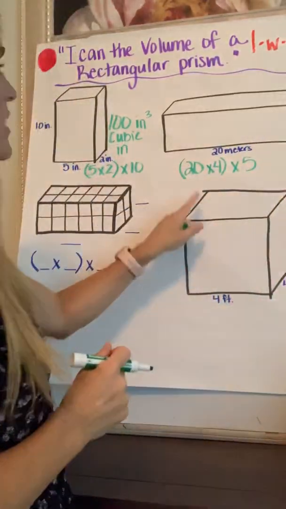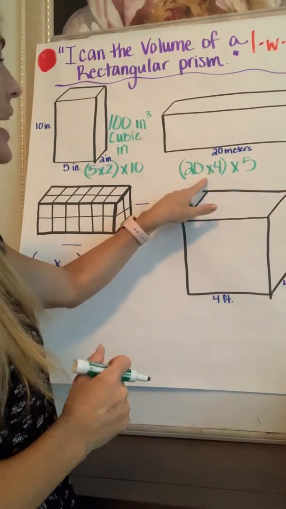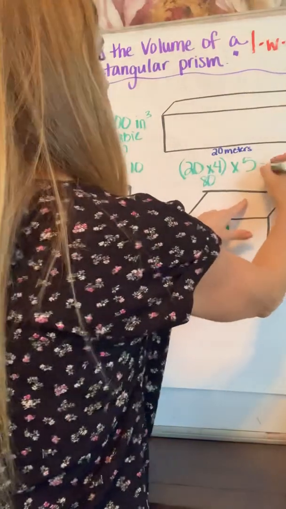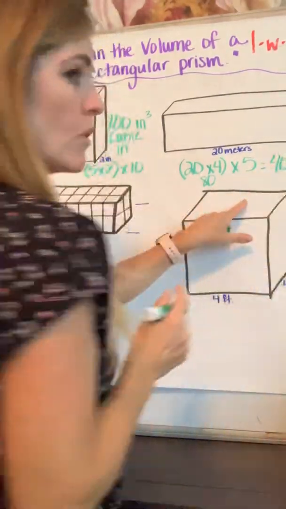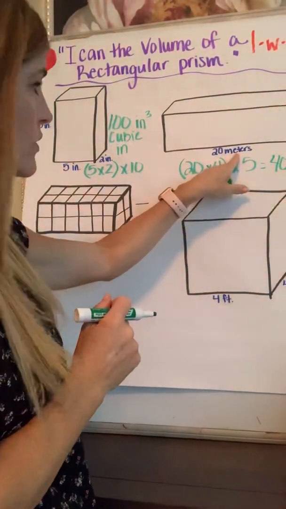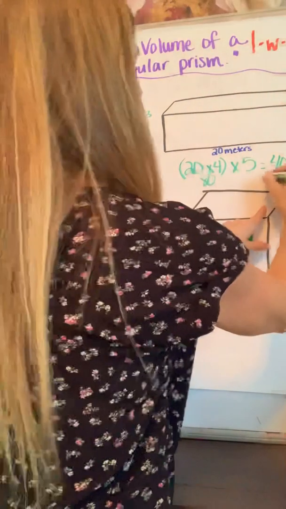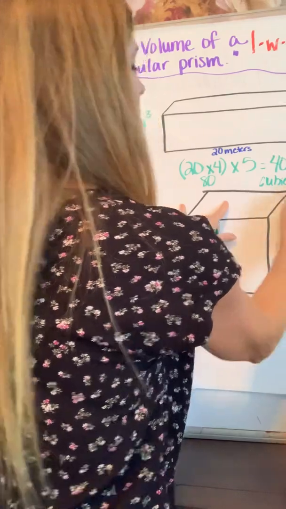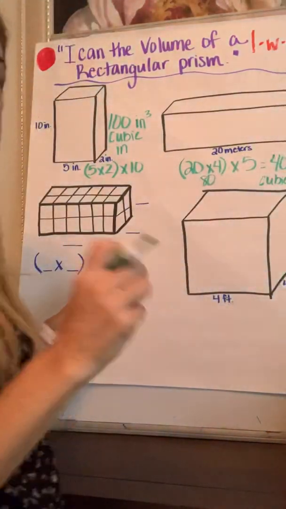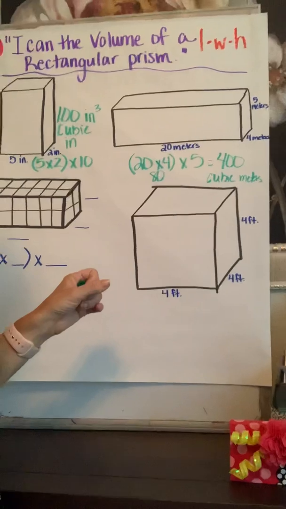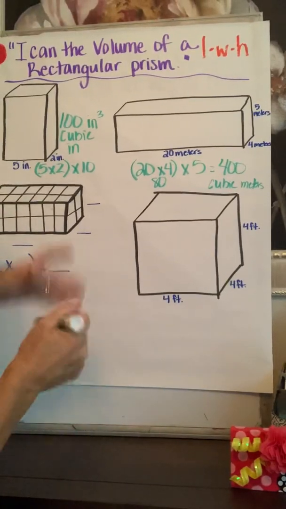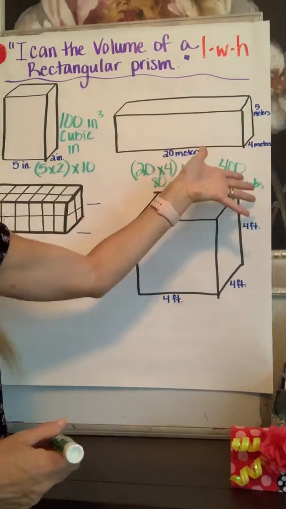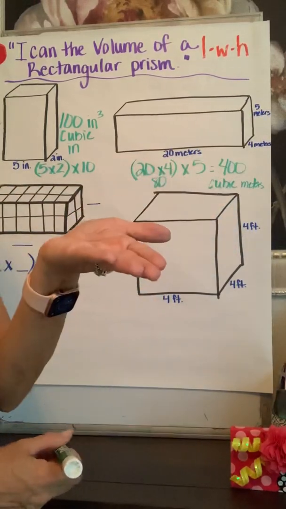Okay, so 20 times 4 would be 80, and 80 times 5 would equal 400. And then I don't want to forget what my units were. My units are meters, so I can write out cubic meters, or I could put meters cubed with the 3 on the end. Okay, sorry if you can't see that. So that's when you're given a picture of the rectangular prism with the dimensions labeled. That's one way it might be served to you.